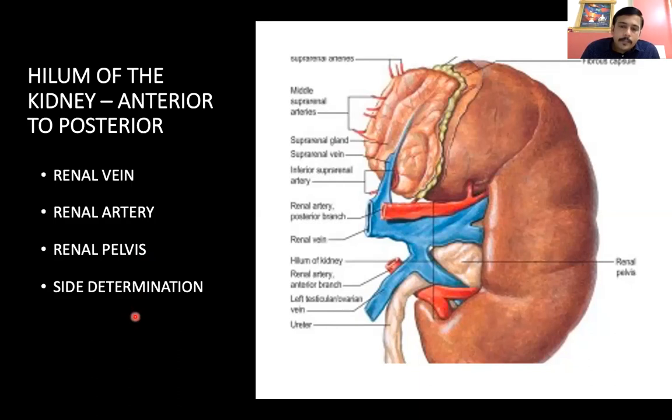Sometimes even the anterior and posterior surface can get confused, because of any kind of underlying illness or something, but this particular information will never change. So anteriorly, the first one is the renal vein, the second one is the renal artery, and the third one is the renal pelvis, from anterior to posterior.